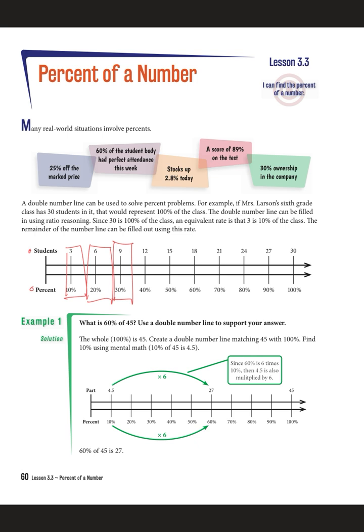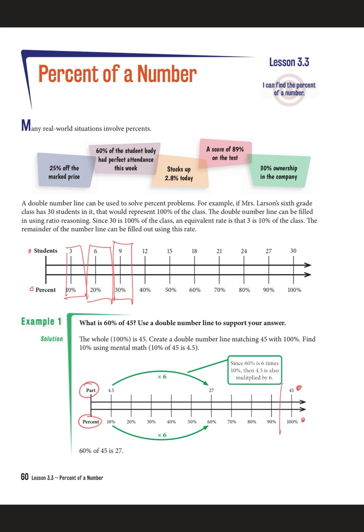Example number 1 says, what is 60% of 45? Use a double number line to support your answer. So the solution says the whole, 100%, is 45. On the top part of the number line, you've got your part. The highest number on the top part of the number line is 45. That's where it ends. And since the highest you can get is 100%, that's going to be on the bottom part of the number line.